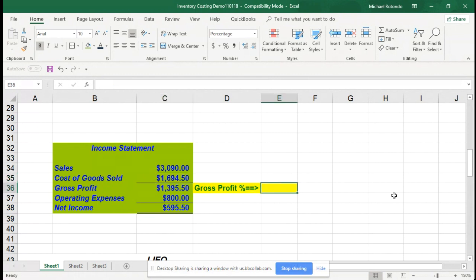So our gross profit percentage, and we also went over this in chapter 5, is going to be our gross profit divided by our sales. So under FIFO, it's 45%.